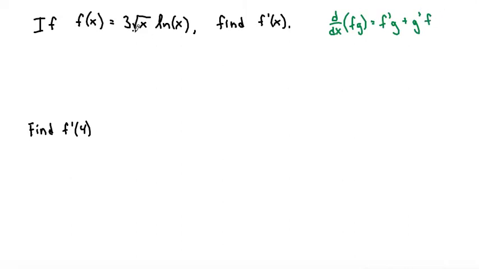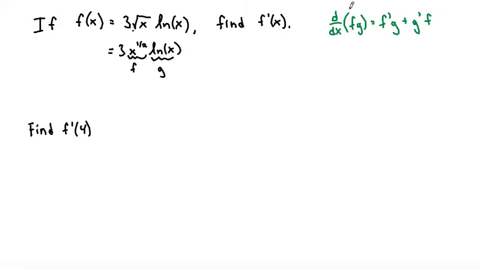So let me rewrite this into figuring out what f and g are. So I'll first write my 3 because it's just a coefficient. And my square root of x, I can rewrite that as x to the power of 1/2, so I can use the product rule. And my natural log of x, I'll just leave it as it is. So my f would be my x to the 1/2. Oops, not f prime, just f. And then my natural log of x would be my g.